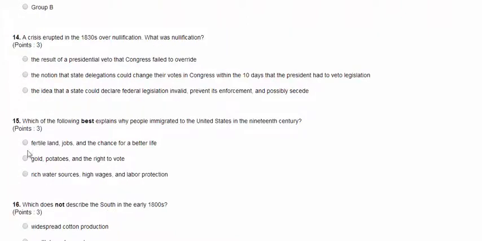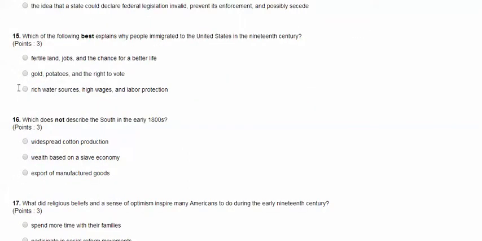Number 14, a crisis erupted in the 1830s over nullification. What was nullification? Was it the result of a presidential veto that Congress failed to override? The notion or idea that state delegations could change their votes in Congress within 10 days that the president had to veto legislation? Or the last option, the idea that a state could declare federal legislation invalid and prevent its enforcement and possibly secede?